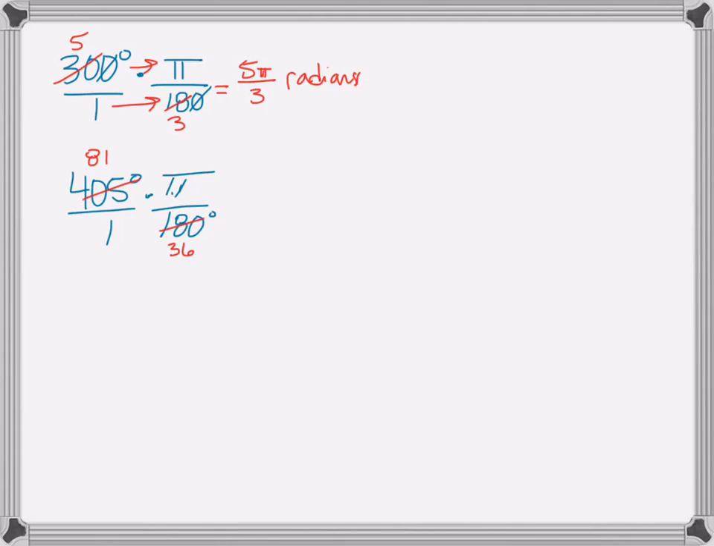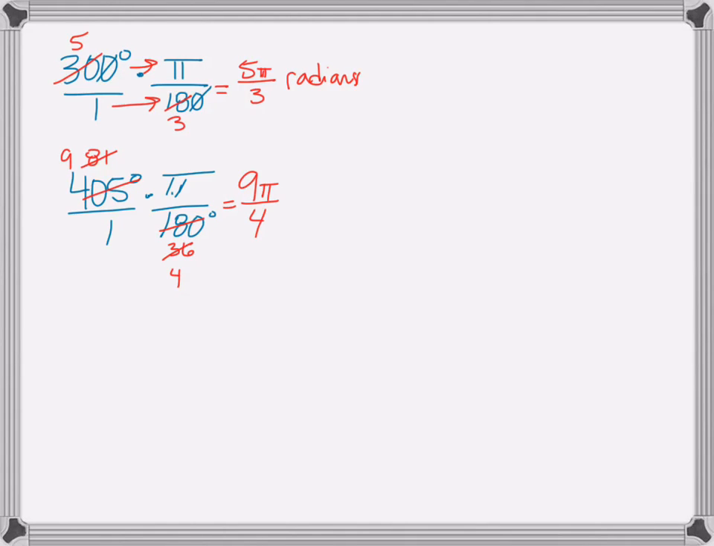81 and 36, I believe 9 can go into both of those, right? 9 goes into 81 9 times. 9 goes into 36 4 times. So my final answer would be 9 pi over 4 in this case. All right? So that's how you convert from degrees to radians. Obviously, you can go backwards if I wanted to, and I can do from radians to degrees.